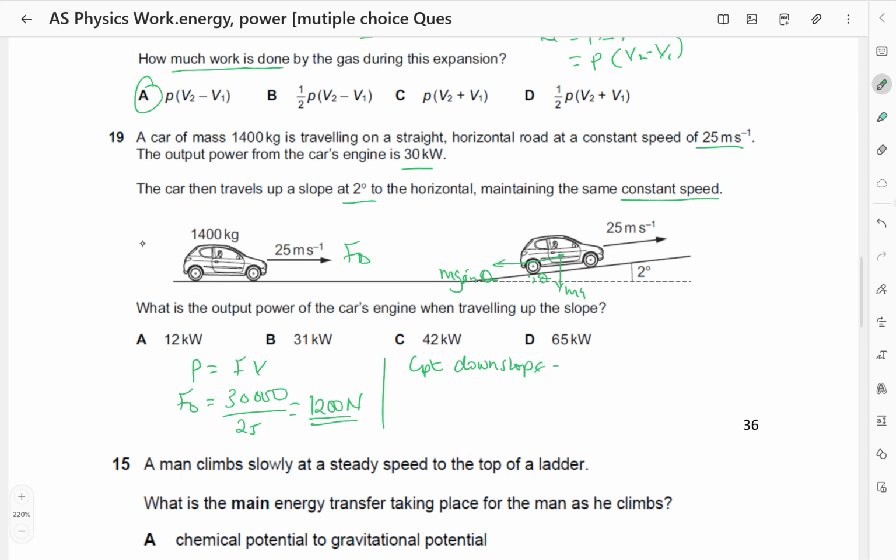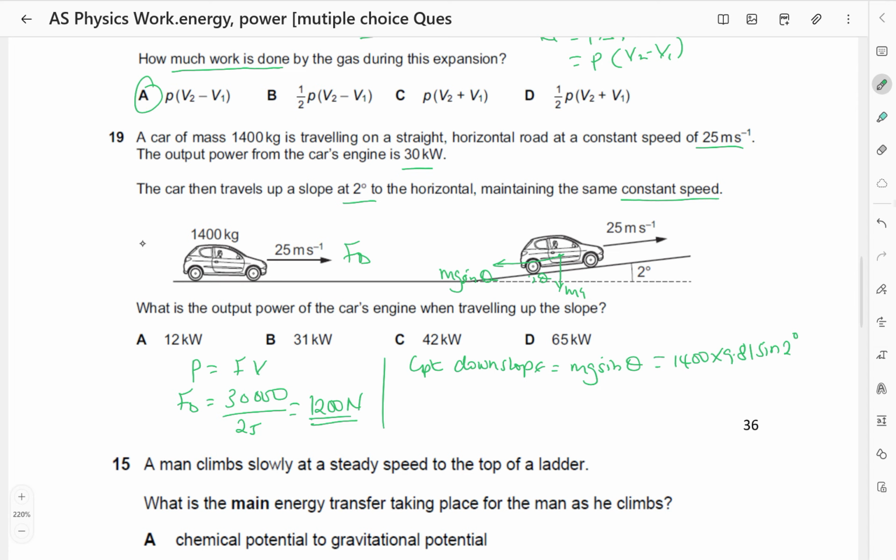There's a component of weight down the slope, which is going to be mg sine of that angle. This is going to be the mass 1,400 times g, which is 9.81, times sine of the angle, which is 2 degrees. So that is the component of the weight down the slope.